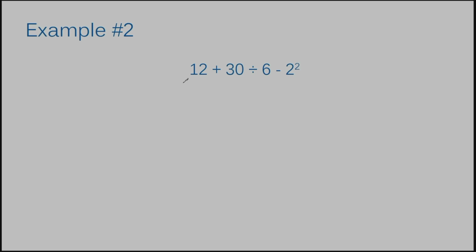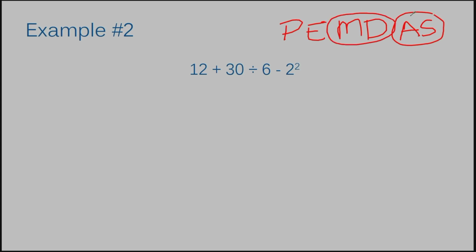Example number 2. Again, we want to start by writing PEMDAS at the top of our paper. P, E, M, D, A, S. I'm circling my addition and subtraction and my multiplication and division. Now I'm going to take my eyes from left to right. Take note of any parentheses I have. None. Exponents. I'm going from left to right. Yes, I do have an exponent right at the end of my problem. I have 2 to the second power.